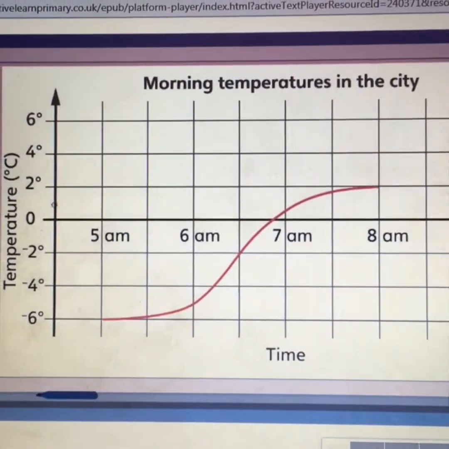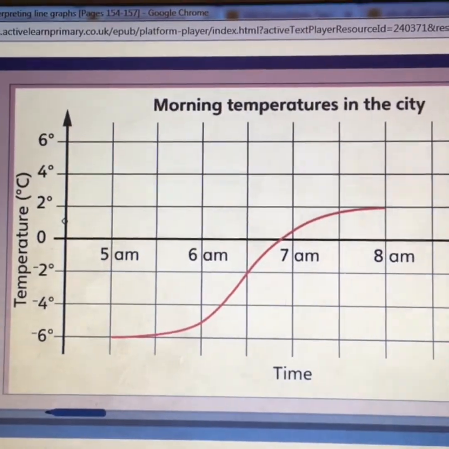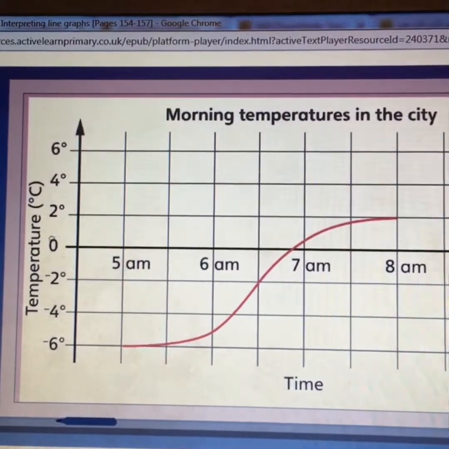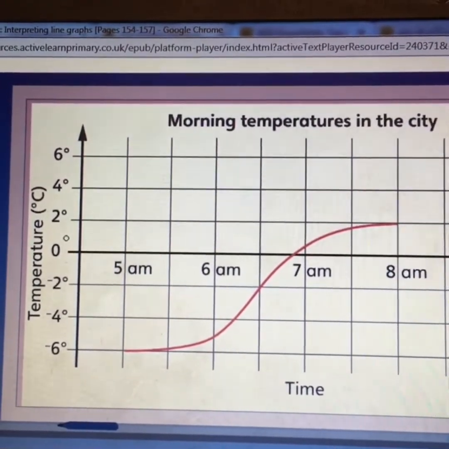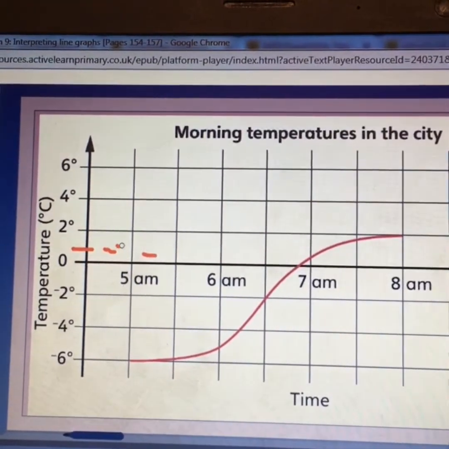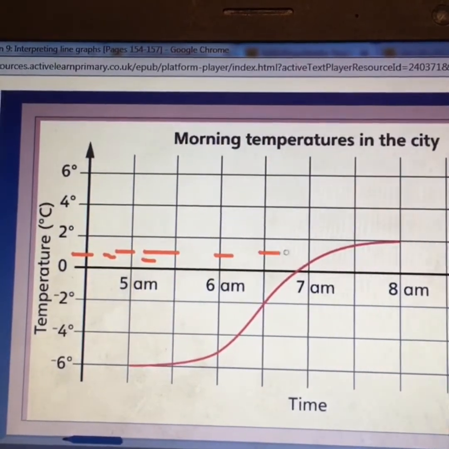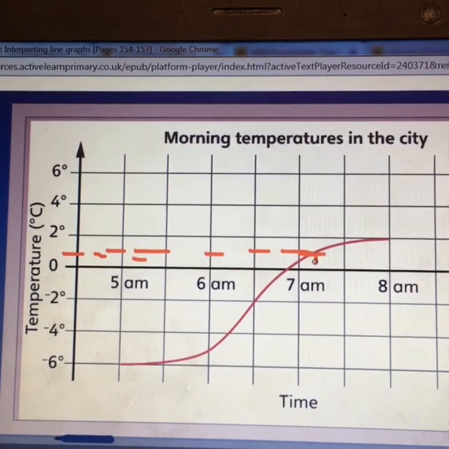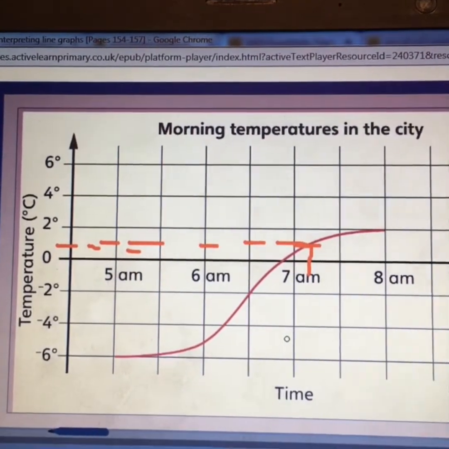So for 1A, you should have had 3 degrees. Right, B then. It wanted you to estimate what time it got to 1 degree. Right, so I'm going to find 1 degree. So if this is 0 and this is 2 degrees, it's going to be halfway. So, oh dear, that's not very good. So again, you would use a ruler. Right, so it's here. So I then go down, there we go, to the x-axis.